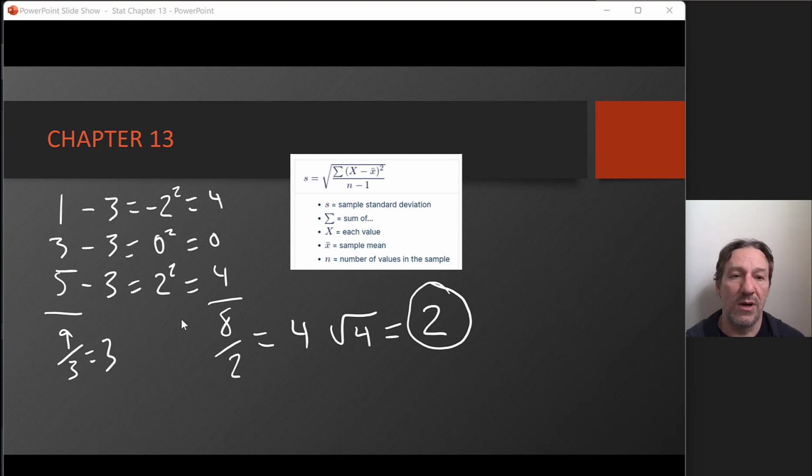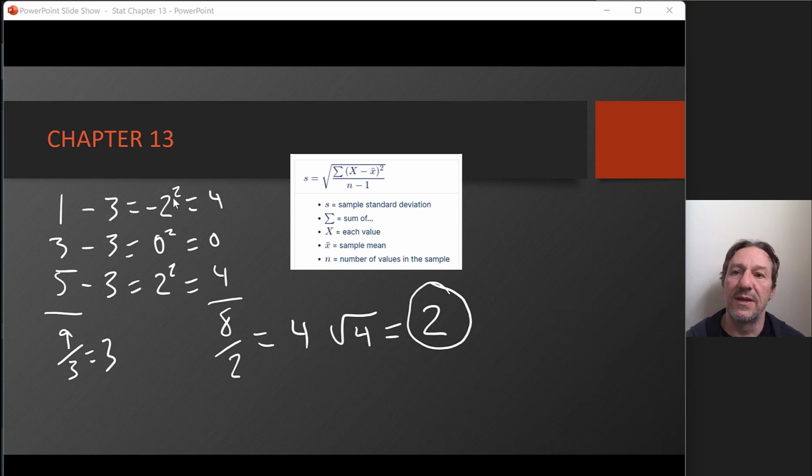You also recall with degrees of freedom, we know that this one has to be a 2, because we have a negative 2 here and this is a 0. So this one has to equal 2, which means that this number had to have been 5. So that number is not free to vary. That's the term for degrees of freedom.